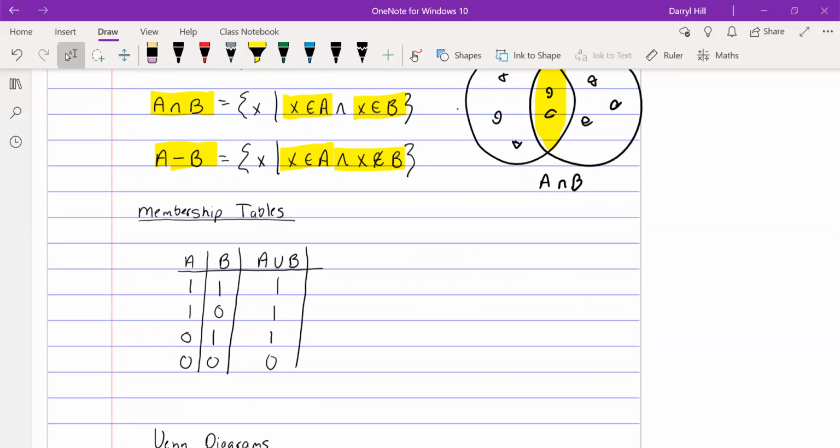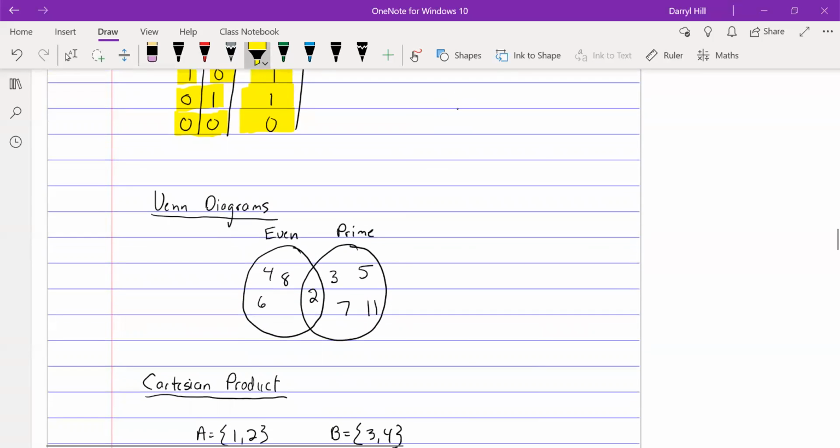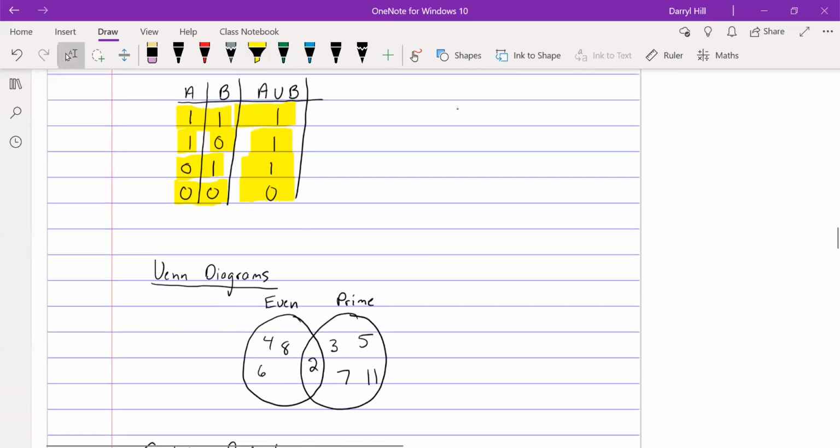So sets have membership tables that look an awful lot like our truth tables, except that we use zeros and ones to represent them. So a 1 means that some element is in set A and in set B, so then it's definitely in the union. Here we say, well, we have an element that's in set A but not in set B, well, then it's also in the union. And here it's in B but not in A, well, it's also in the union. And if I have an element that's neither in set A nor B, then it's not in the union. So that's how these membership tables work. And here's an example of a Venn diagram.